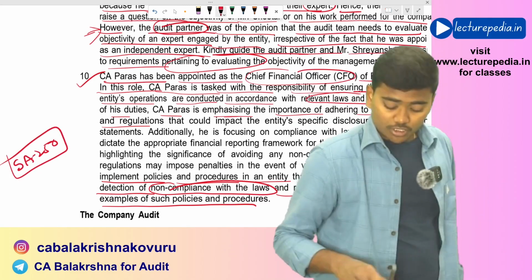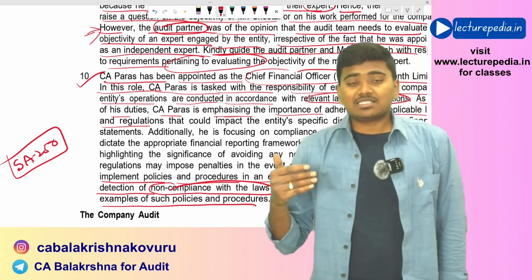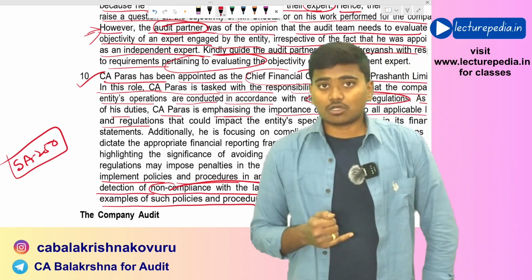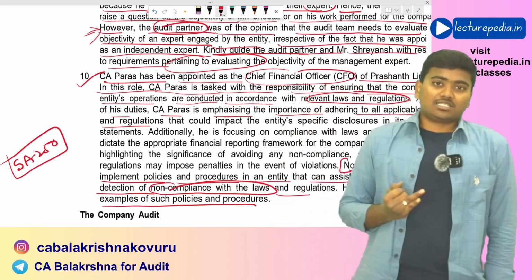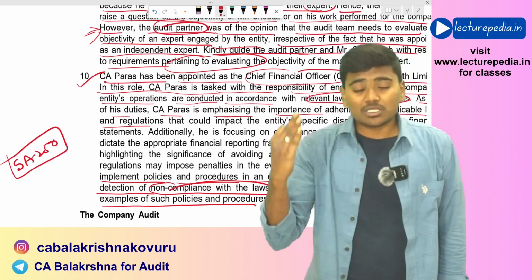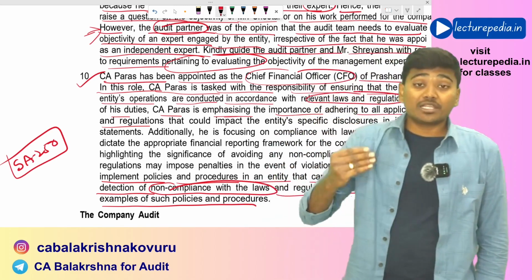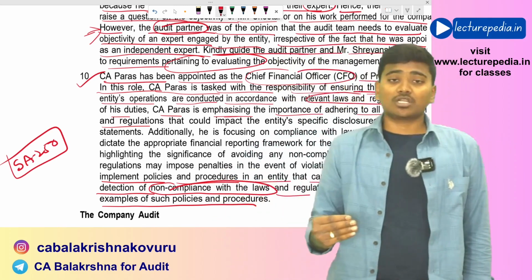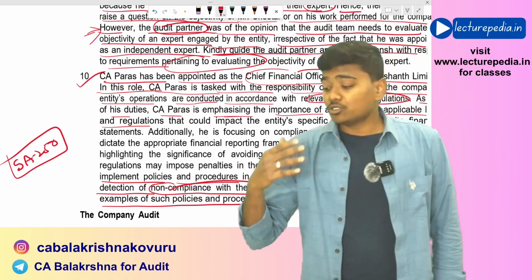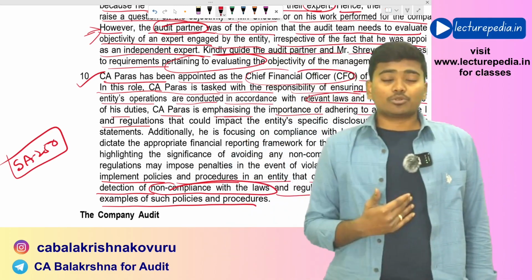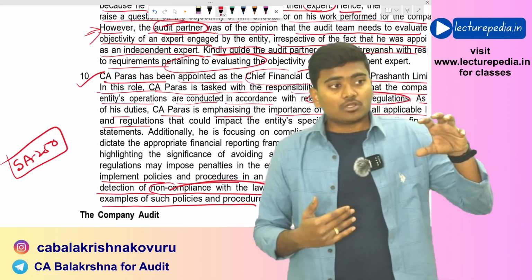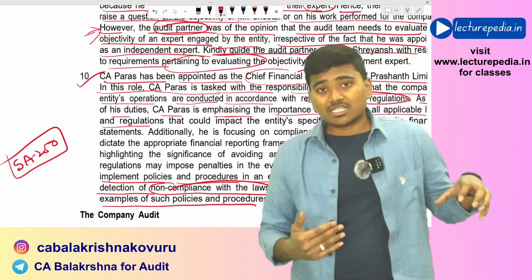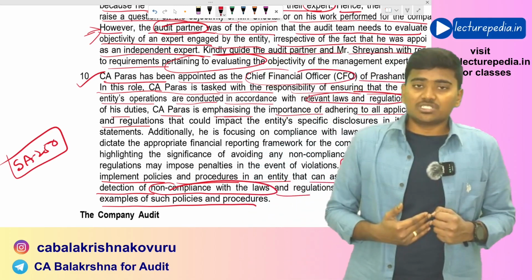As per SA 250, what can you do? You can maintain a register of applicable laws and regulations to the entity, and you can comply with those laws and regulations. You can develop a code of conduct for the employees, give training to the employees on that code of conduct, and monitor the implementation of the code of conduct. If any person doesn't follow the code of conduct, you can take appropriate action, and you can design standard operating procedures by taking into consideration the requirements of applicable laws and regulations. Based on those requirements, you can prepare standard operating procedures.